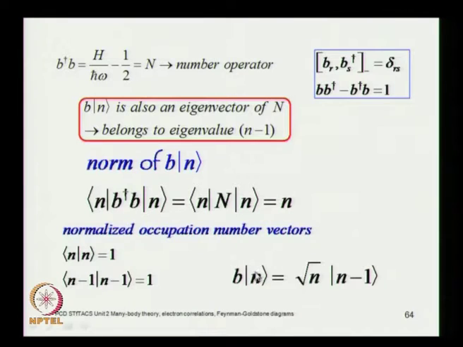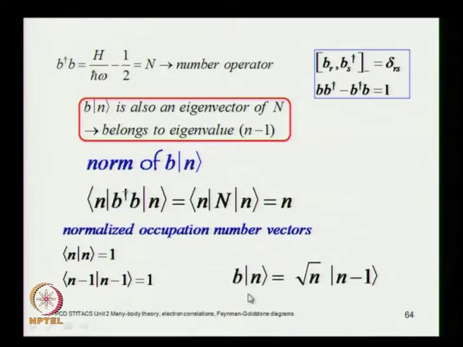b n must be square root of n times n minus 1, right. B operating on n will give you n minus 1, but it will scale it by a factor root n, because if you now construct the norm of this vector, the root n and root n will give you the norm of b n, which is equal to n, right.